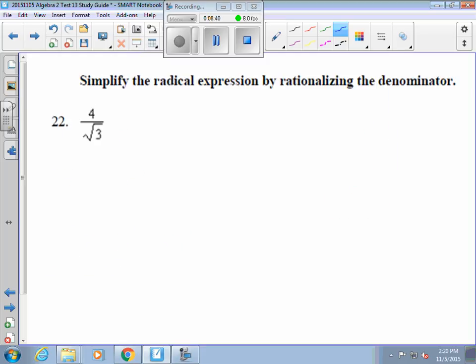Number 22 says to rationalize this denominator. Remember, you can't have a radical at the bottom, so whatever it is, multiply it by it over itself. 4 times the square root of 3 will be written just like that, over the square root of 3 times the square root of 3.